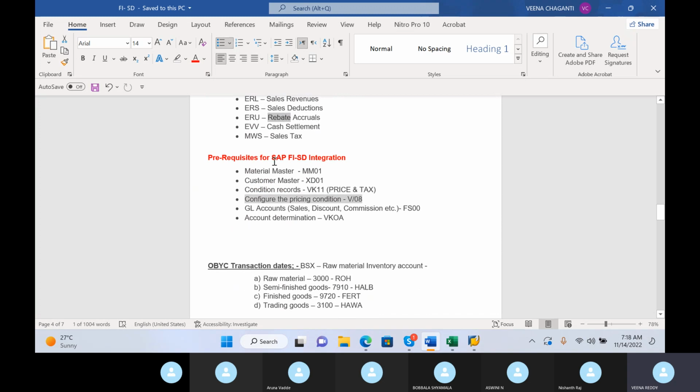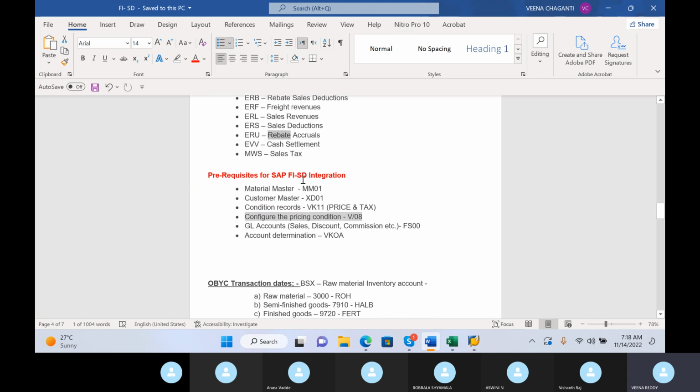Coming to the prerequisites for SAP FI-SD integration. If you want to maintain FI-SD integration, these are the prerequisites: a material master, a customer master, and condition records. These are maintained by the SD consultants. Condition records involve the price and the tax. Without the price and tax configuration, we can't get the accounting entries on the FI side while posting the billing or the post goods issue, the goods delivery. At that time we will not get the entries without this price and tax configuration.